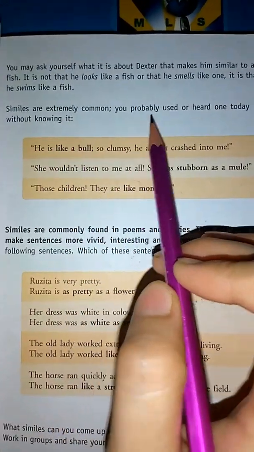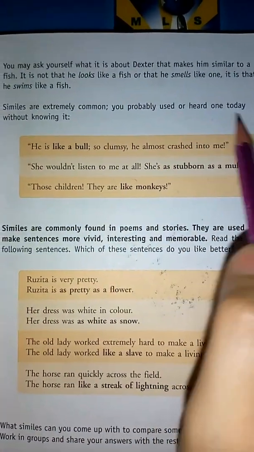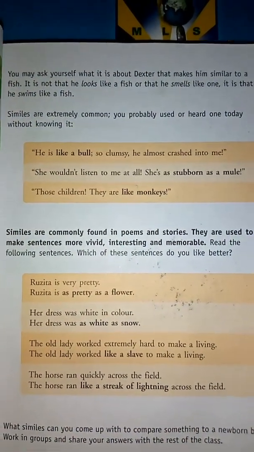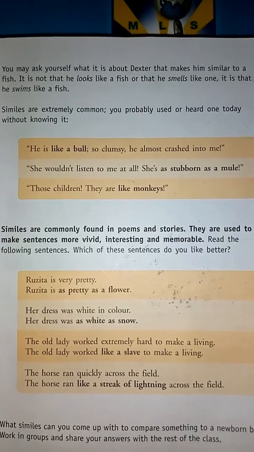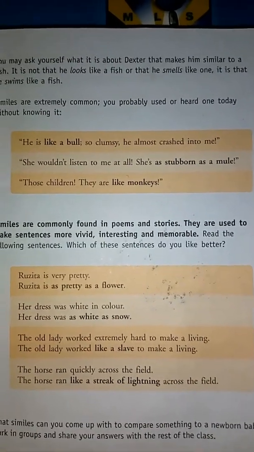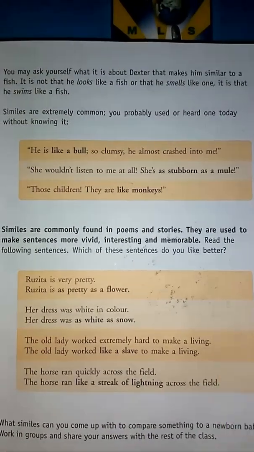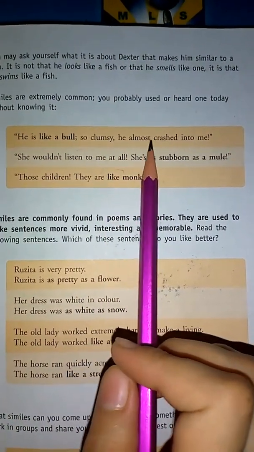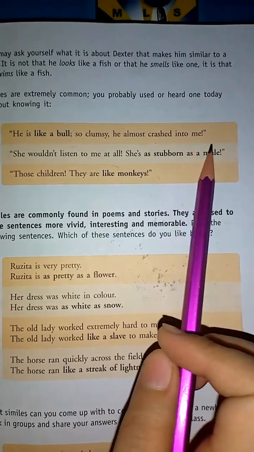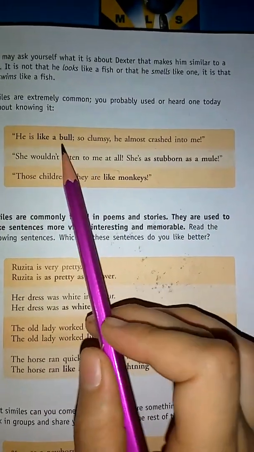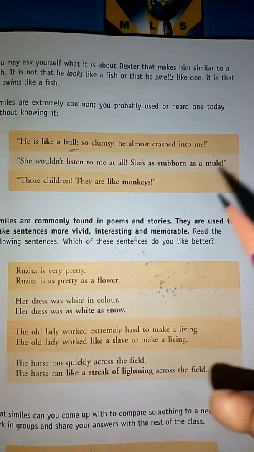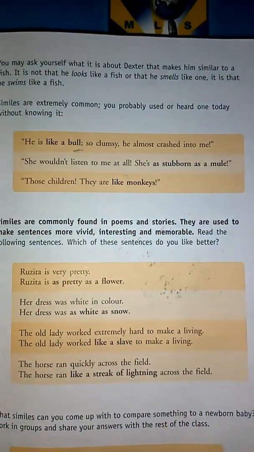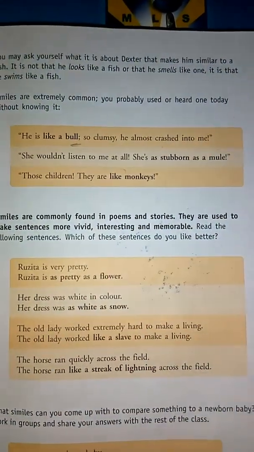Similes are extremely common. You probably used or heard one today without knowing it. So they are saying that maybe in your daily life you are using these similes, but you don't know that you are using these similes. He is like a bull, so clumsy he almost crashed into me. Okay, he is not a buffalo or a bull, okay, but we are saying him like that.